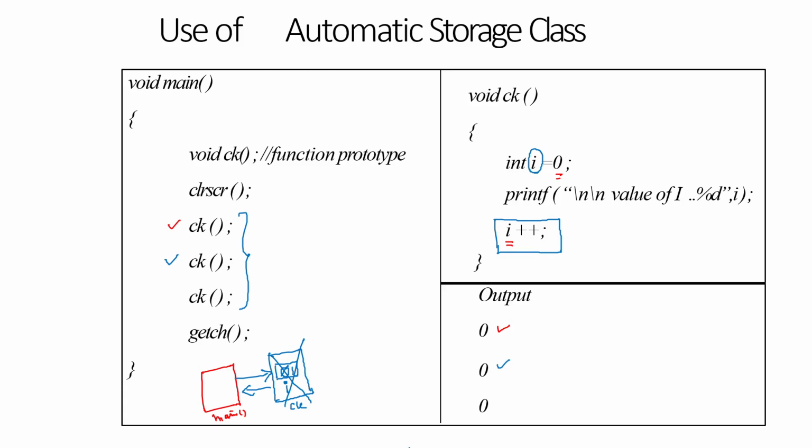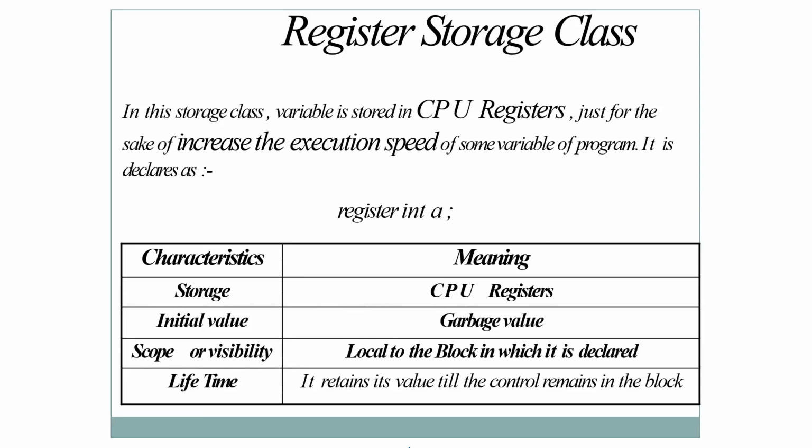Now other than this, what is present? The register storage class, which has a characteristic something like this. The storage is a CPU register, that's why the name is register storage class. CPU registers are actually very high speed registers, you know. And that's why this storage class is used for storing those variables which will be very frequently updated and require very high speed.